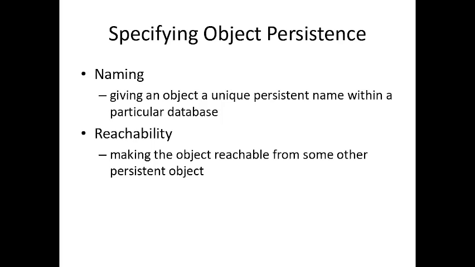So most objects are made persistent by using a second mechanism, that is reachability. The reachability mechanism works by making the object reachable from some other persistent object. An object B is said to be reachable from an object A if a sequence of references in the database lead from object A to object B. Okay, then we can say object B is reachable. So it is not possible to give names to all the objects. So we can use this reachability also.